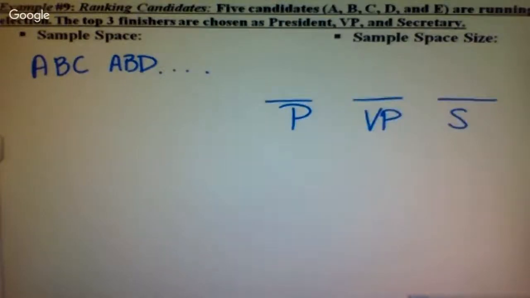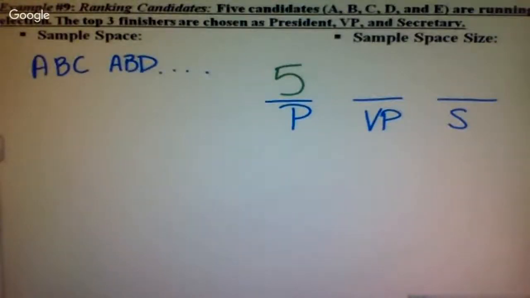I need to pick a president. It's not 5. The first one is, I've got 5 people that I can pick to be a president. Then it's 4, then it's 3. Why? Because the president can't be the vice president, and he can't be the secretary. So here I had all 5 options.